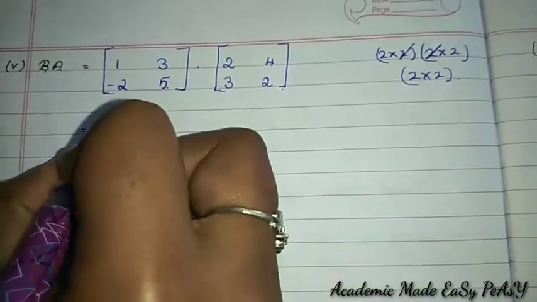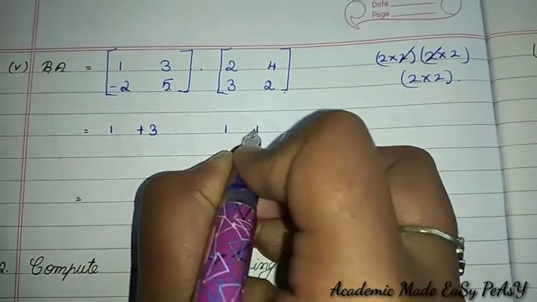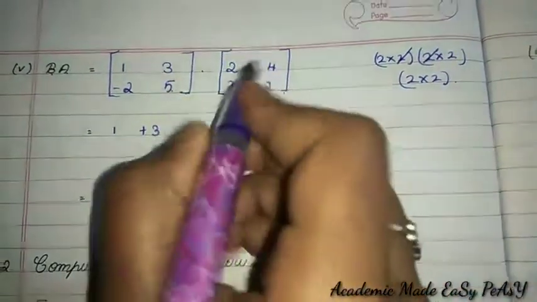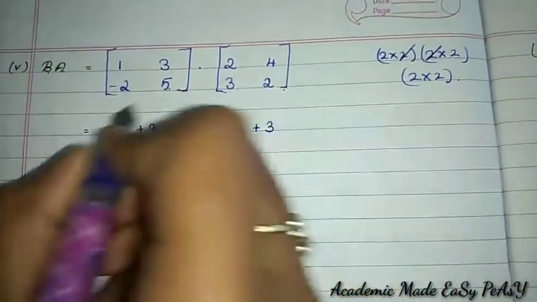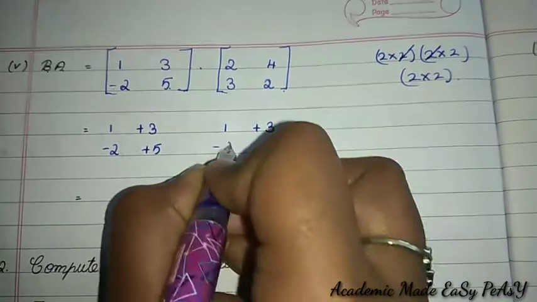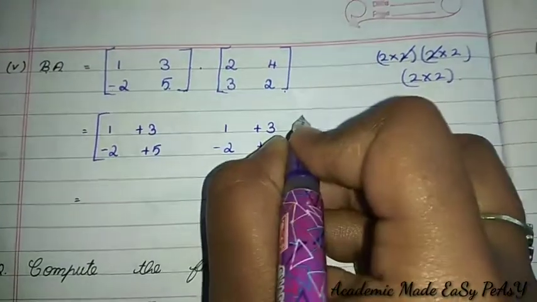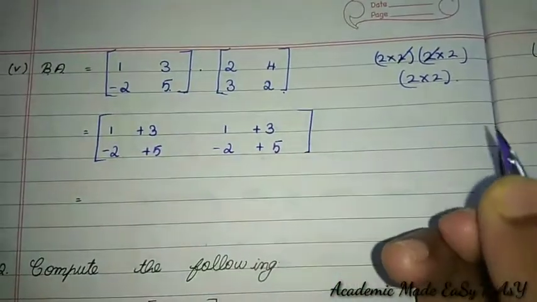So I will write 1 plus 3, 1 plus 3 twice. Why? Because I have 2 columns over here. And minus 2 plus 5, minus 2 plus 5. So my rows from the first matrix are over.